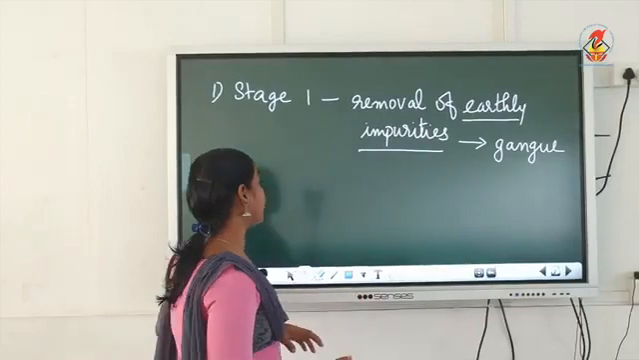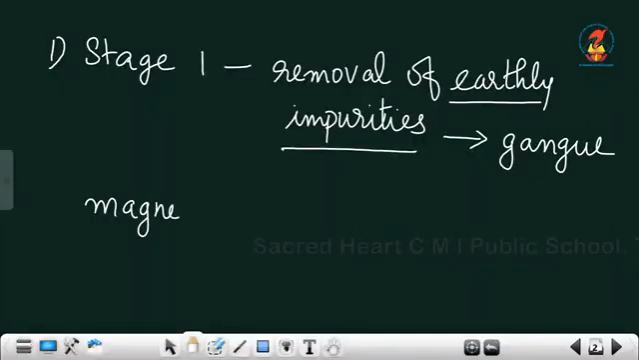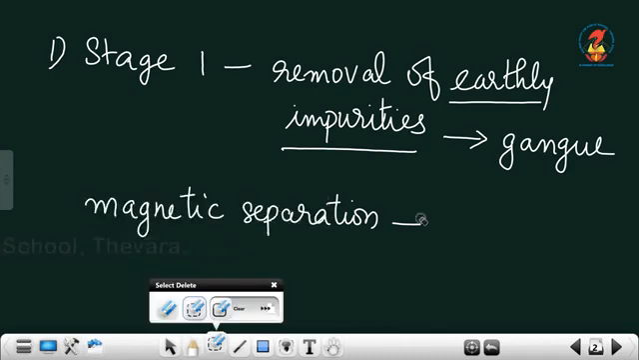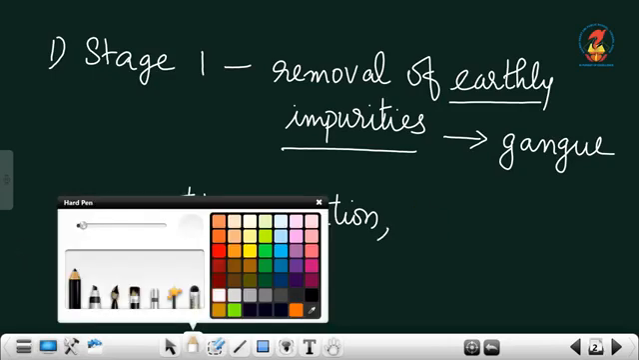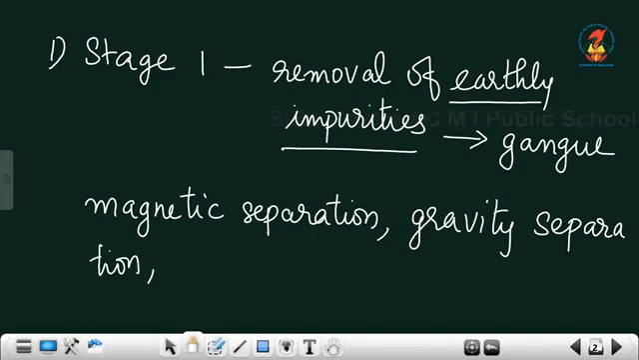For example, there are different methods we can use for the separation. Magnetic separation is there. Then next we can use another method. Gravity separation is there. And the froth flotation method is there.